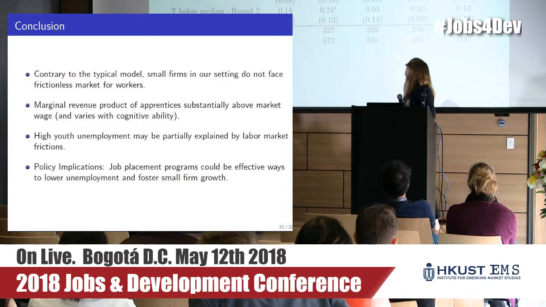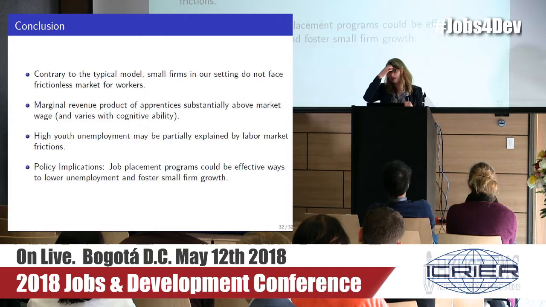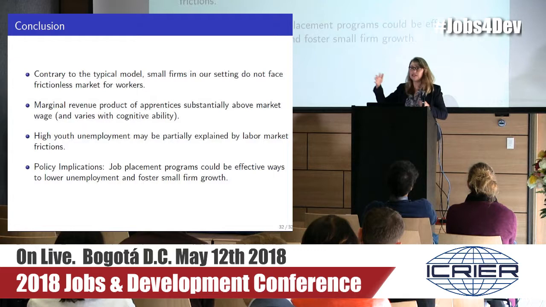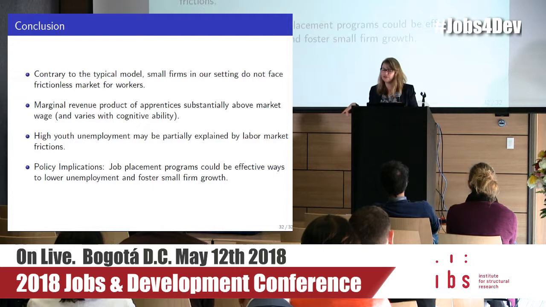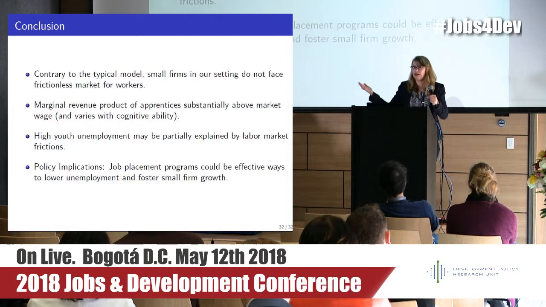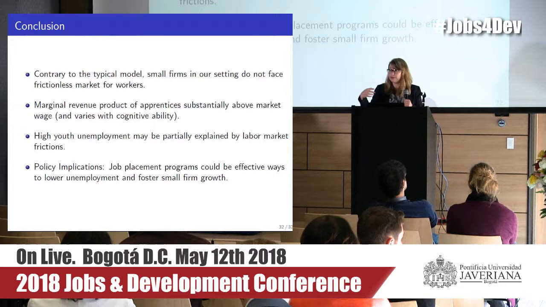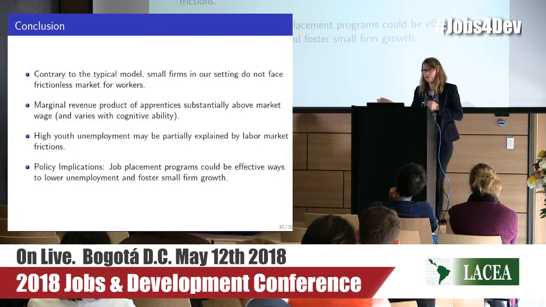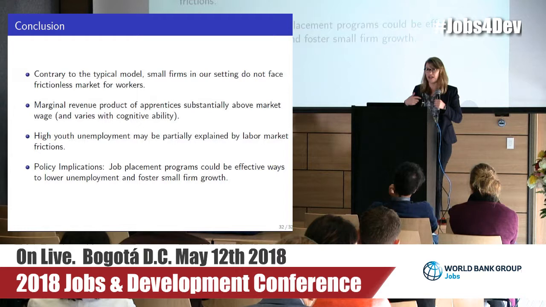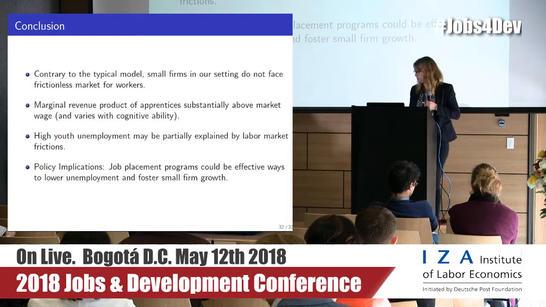Okay, just to close up, I think what this tells you is that, contrary to a typical model where you think of the informal sector as completely frictionless, there appears to be some evidence of a labor market friction going on here. The other thing that I think is interesting from a jobs perspective is that there are returns to be had from employing an unemployed young person, and in fact, those returns vary with the cognitive ability of those people. So some of the high youth unemployment that we see could be explained by these labor market frictions. I'm not sure that we can draw really strong policy implications from this program in particular, but broadly we can learn that there's money to be made from employing unemployed young people in these kinds of settings. Okay. Thank you.